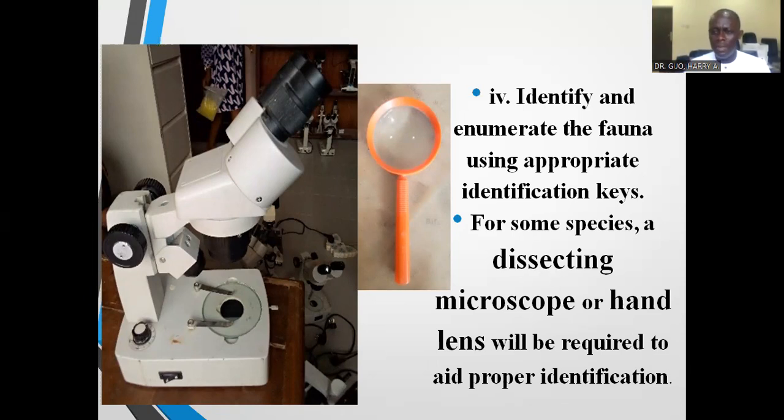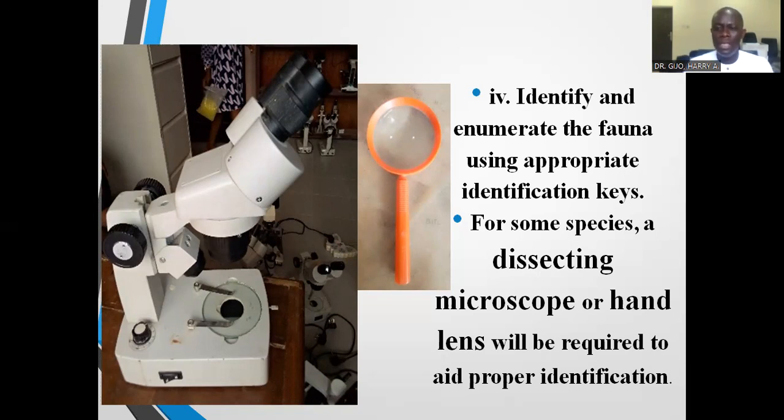And then the crabs, different types of crabs, the fiddler crabs, Uca tangeri should be taken to one side, and then Pachygrapsus species, then Goniopsis pelii, Sesarma ozeti, Sesarma alberti, different types, just as they appear physically, differently. You put them into different areas. Then you identify and enumerate the fauna using appropriate identification keys.